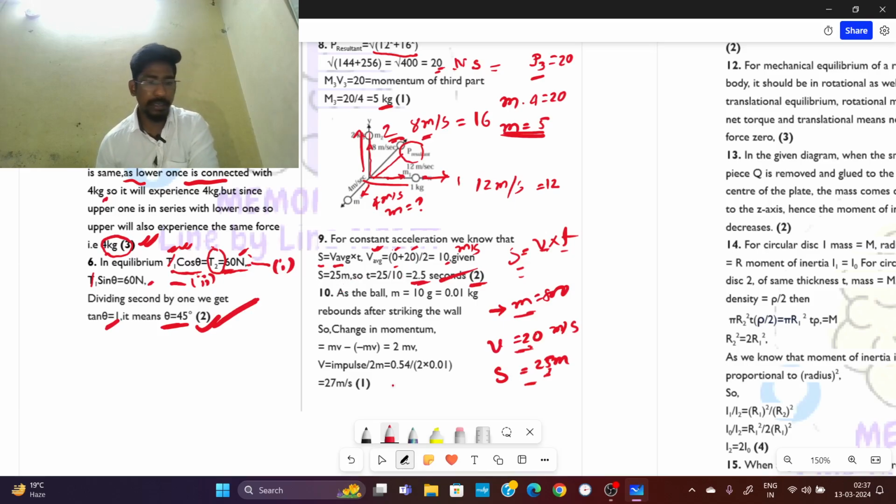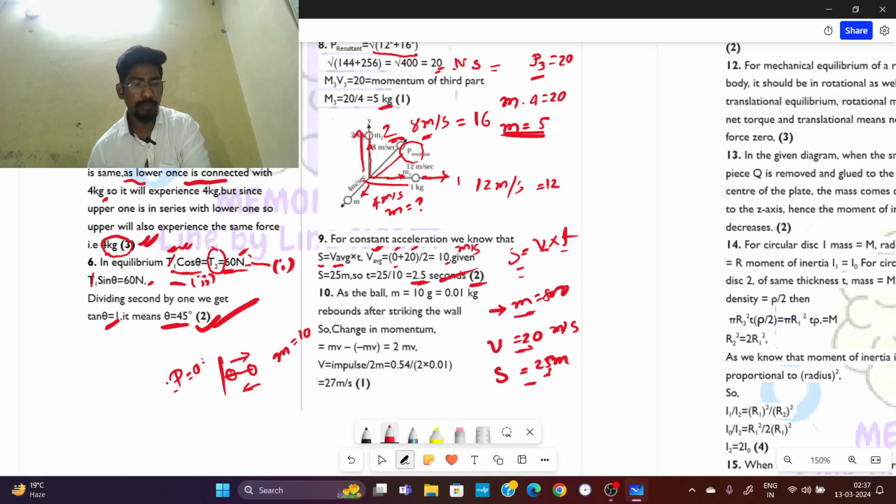A ball of mass 10 gram. The mass of the ball is 10 gram, right? It strikes perpendicular to the plane of a wall like this. It is perpendicular to the plane of the wall, strikes it and rebounds in the same line with the same velocity. If the impulse experienced by the wall is 0.54 newton second, that means the impulse is 0.54.